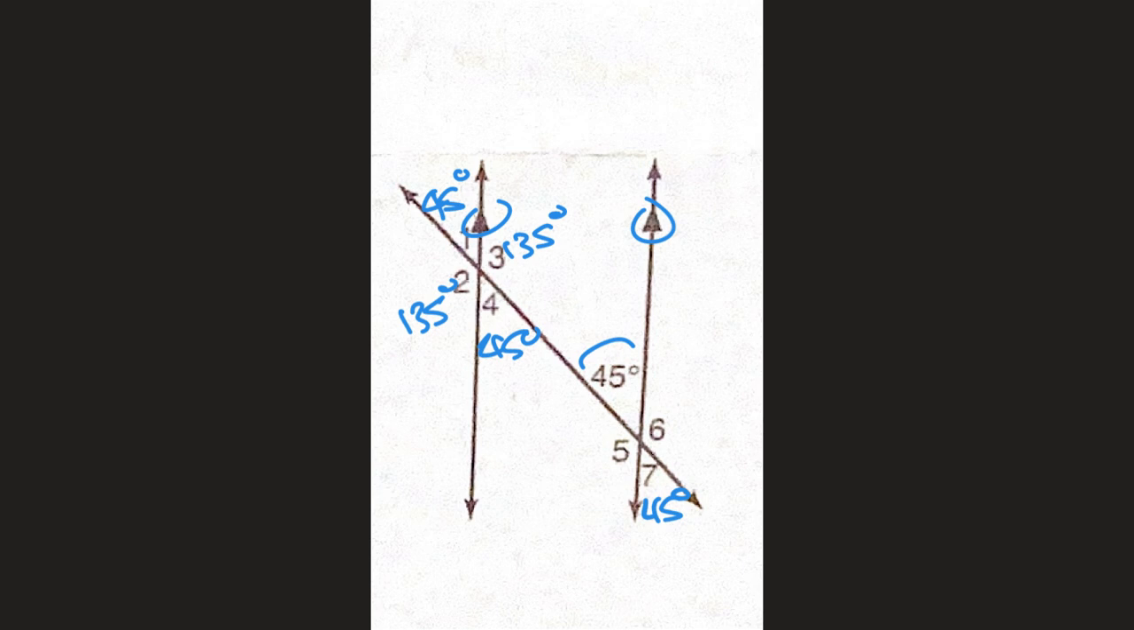Angle 2 and angle 5 are corresponding angles. They're on the same side of the transversal. We kind of skip one, so to speak. 2 and 5 are corresponding. Corresponding angles are congruent. So if angle 2 is 135, angle 5 is 135. And if angle 5 is 135, what's angle 6? 135, because vertical angles are congruent. And that's it, isn't it? We got them all.